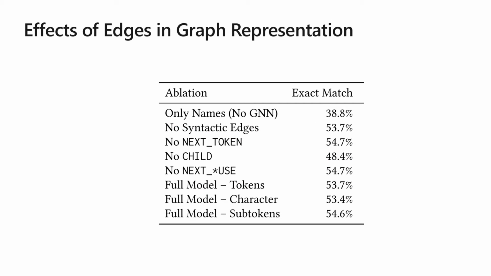Before further evaluating Typilus, let's look at an ablation study of our Python graph representation, which is the input of the graph neural network. First, we see that just using the names of the symbols can get us an exact match of 38%. This is quite substantial and interesting. The names of the variables, parameters, and functions seem quite indicative of the type of the symbol.